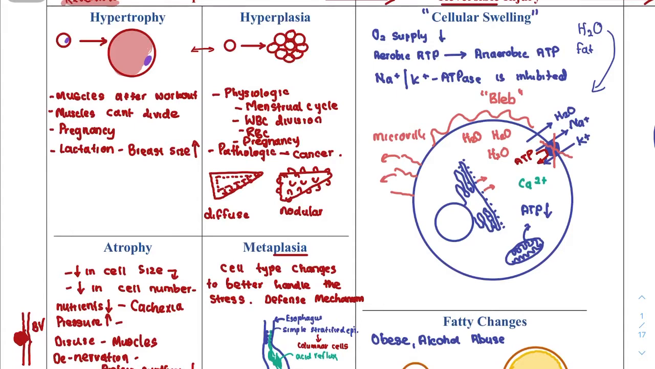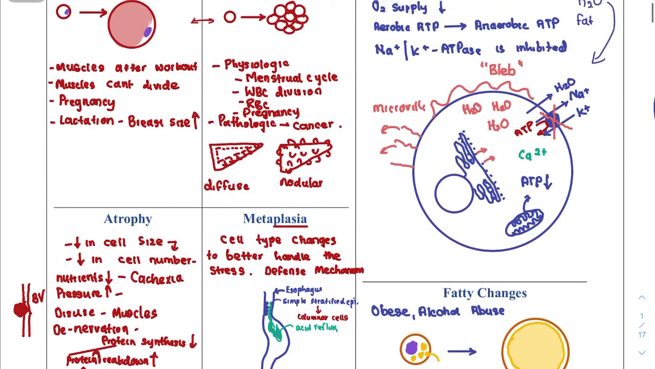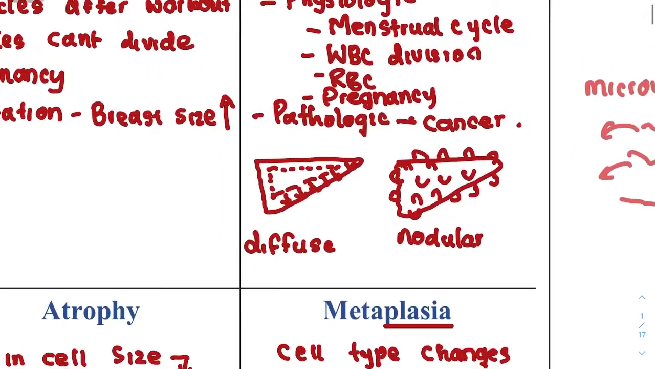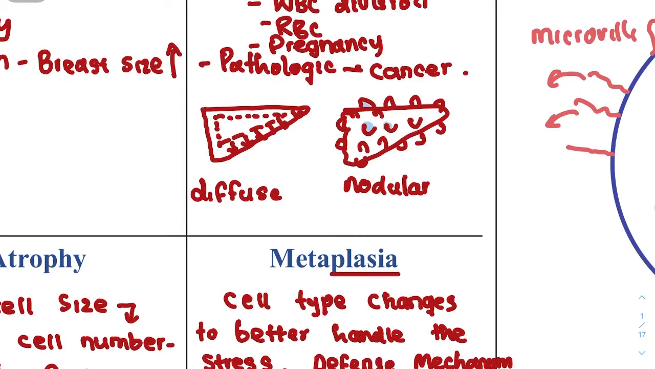Pregnancy includes both hypertrophy and hyperplasia. Hyperplasia is new cells are produced. Physiologically, you can see this in pregnancy, red blood cell division in the bone marrow, menstrual cycle. But in pathology, the best example is cancer. The growth is diffuse or nodular. That means the growth can either happen in a very equal way throughout the organ, or it can happen as nodules, small nodules on an organ.